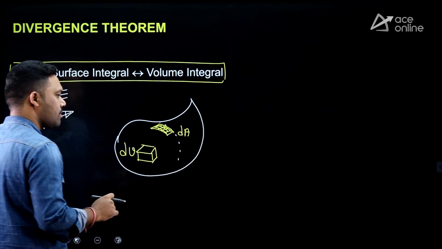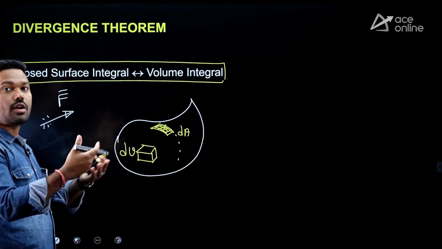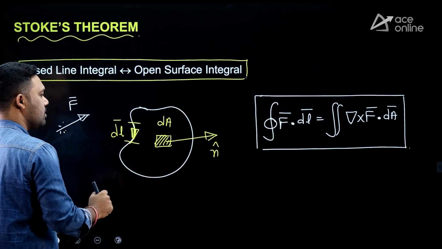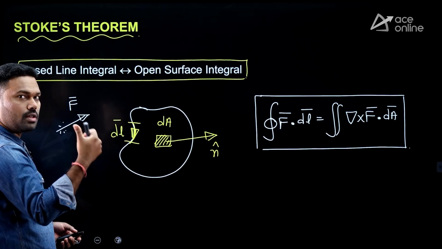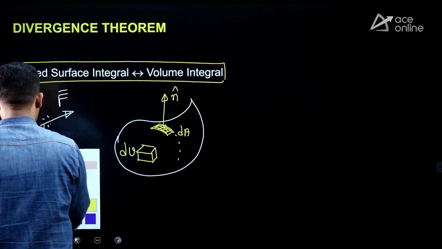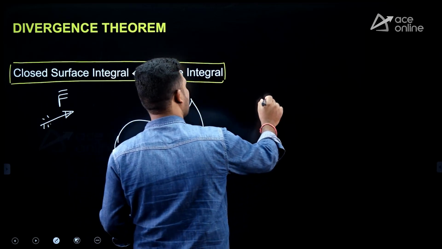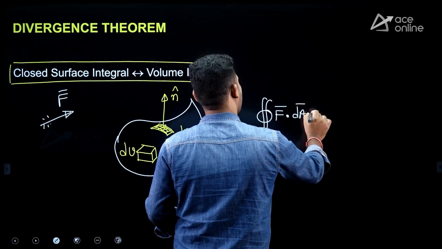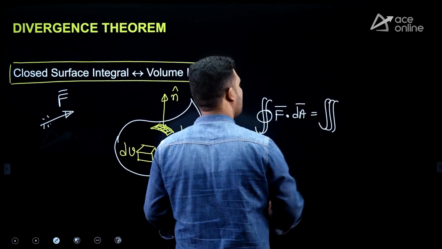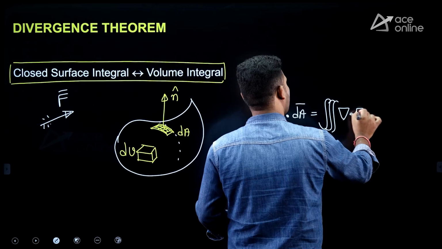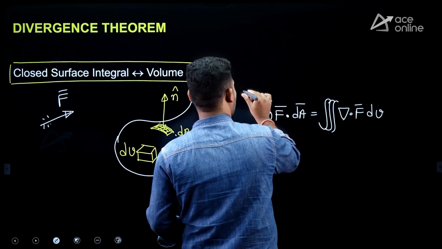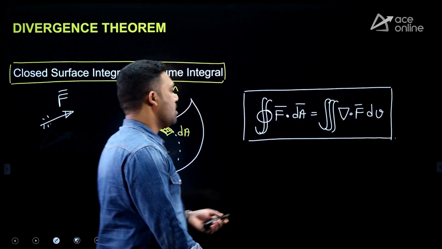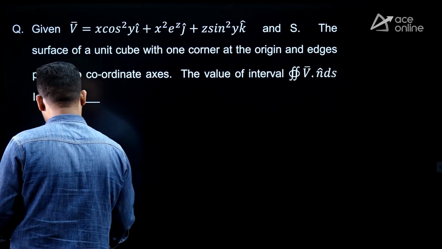It is dA. For a closed surface, the normal direction is always outwards. There is no headache of right hand or left hand. For Stokes, you need to use the right hand thumb rule: you put your fingers in the direction of the loop, and your thumb shows the direction of the normal. Here there is no such thing. And what is the divergence theorem, guys? It is the closed surface integral of F dot dA, which is equal to the volume integral of divergence of F into dV, guys. So this one is the divergence theorem.